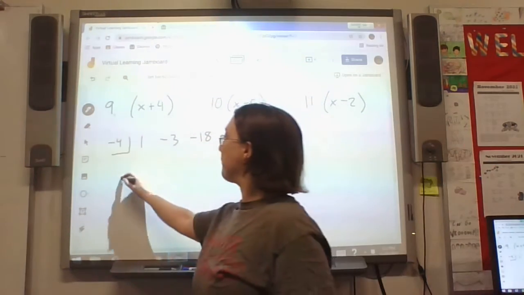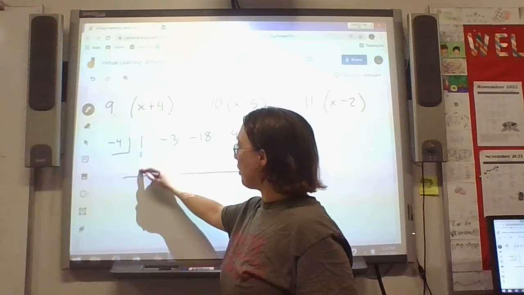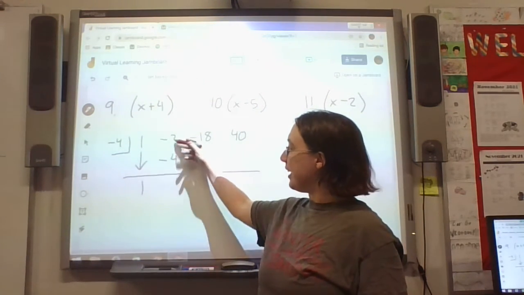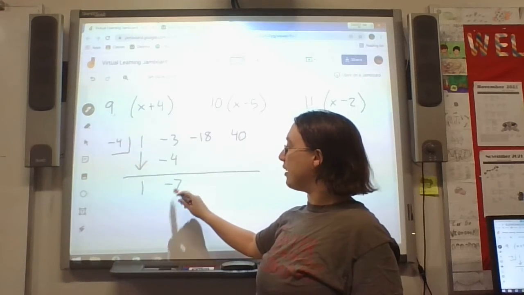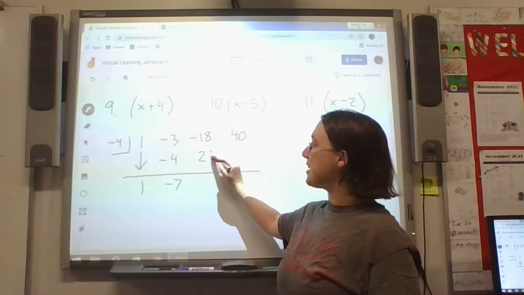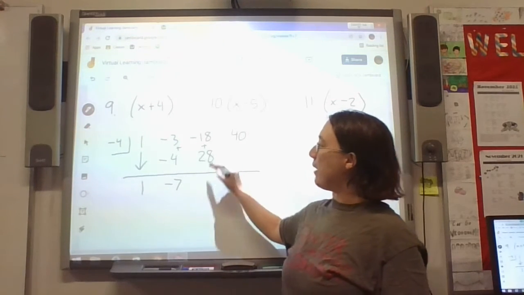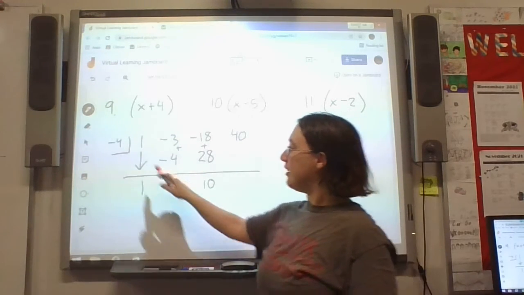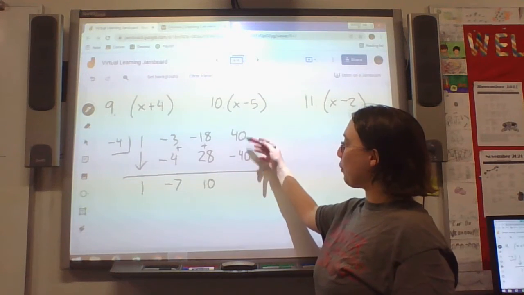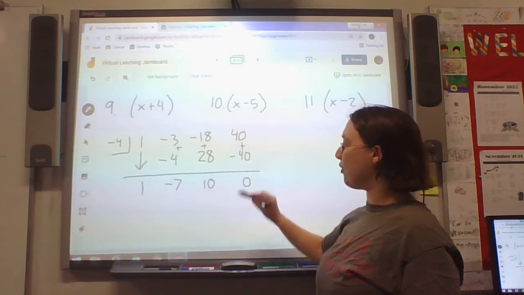Giving myself a little more room there. I like it. Then the 1's coming down. 1 times negative 4 is negative 4. Negative 3 and negative 4 gives you negative 7. Negative 4 times a negative 7 is a positive 28. Negative 18 plus a positive 28 is 10. Negative 4 times 10 is negative 40. And 40 and negative 40 gives you 0.